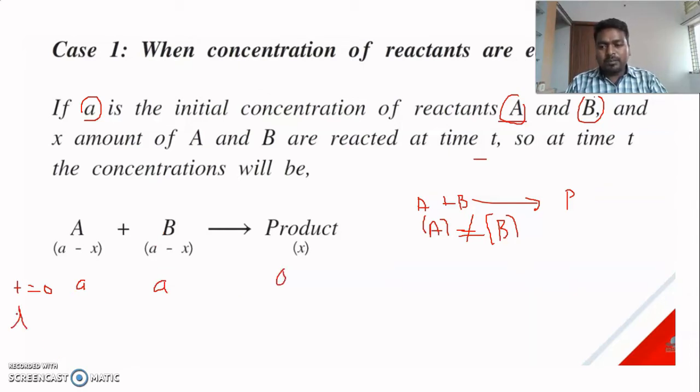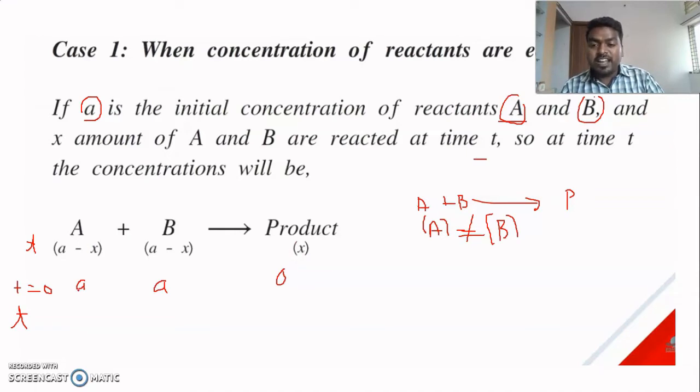But at time t, once the reaction has started, what happens? The concentrations of A and B decrease, and simultaneously the concentration of product increases. So let us consider x as the concentration of product. If x is the concentration of product, what is the concentration of the remaining reactant?